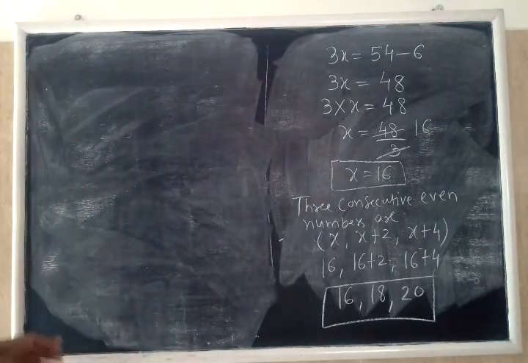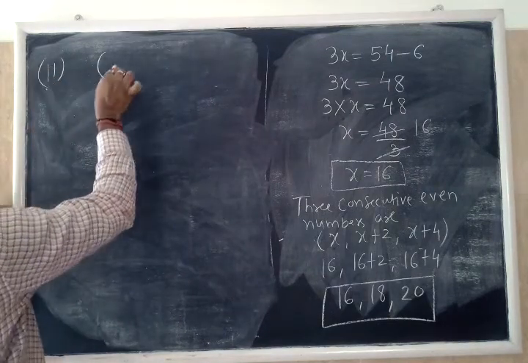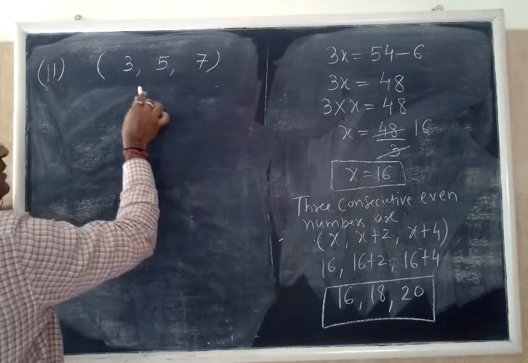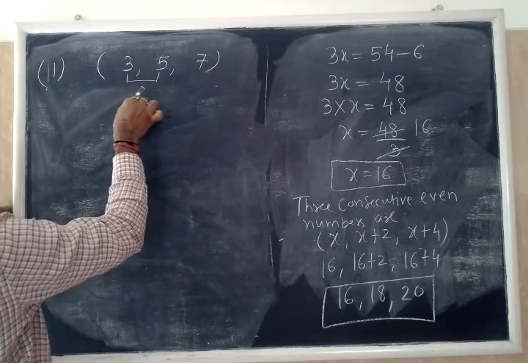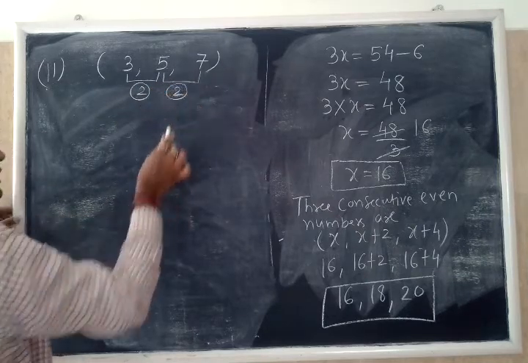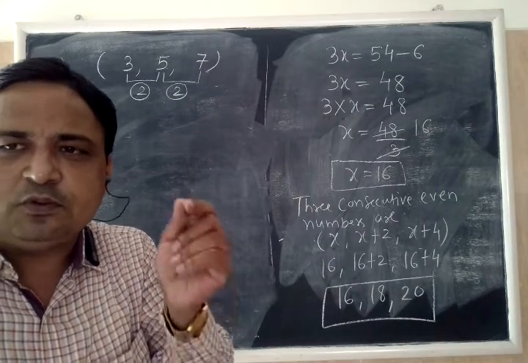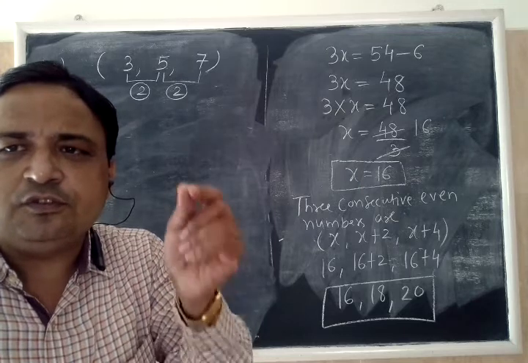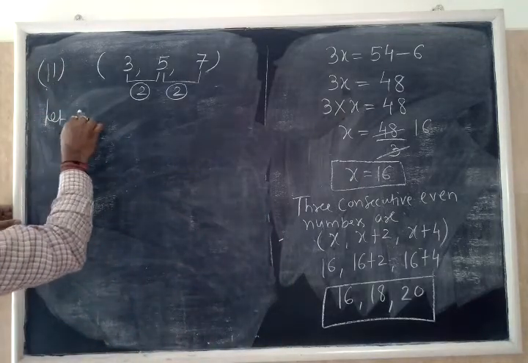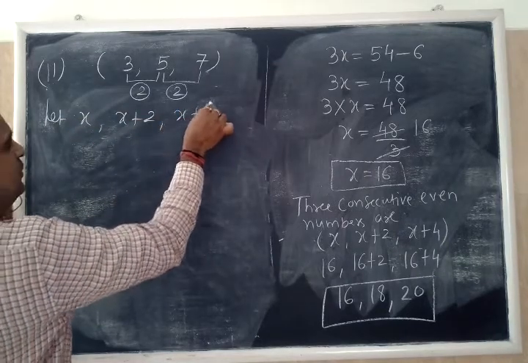11th one, the sum of three consecutive odd numbers. If you take odd numbers, for example 3, 5, 7. What is the difference between 3 and 5? 2. What is the difference between 5 and 7? 2. So whether you take odd or even numbers, the difference between two consecutive numbers is 2 only. So same thing I will take. Let x, comma, x plus 2, comma, x plus 4.